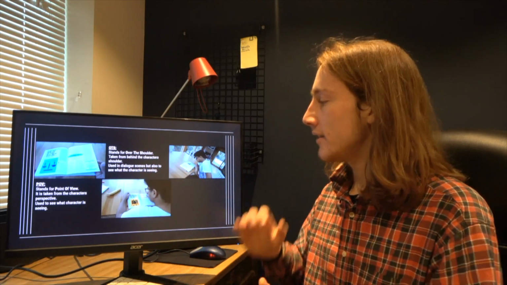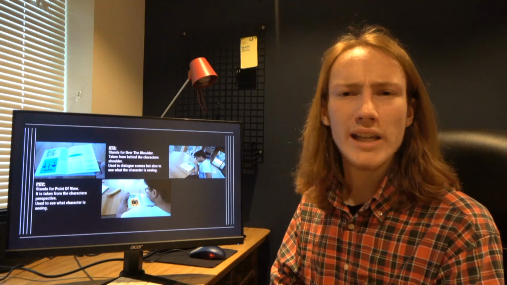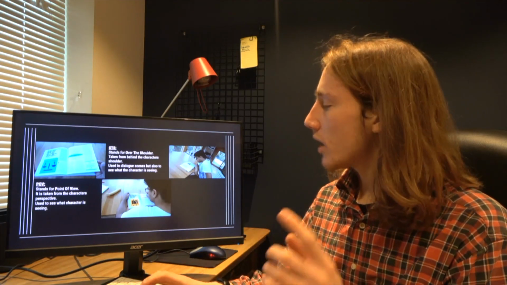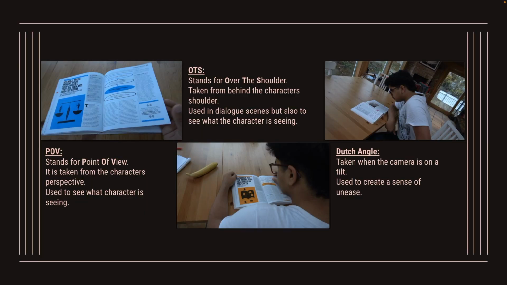This one is on a tilt. Looks like something isn't right or it's uneasy. Well, it's called a Dutch angle, taken when the camera is on a tilt. It's used to create a sense of unease.